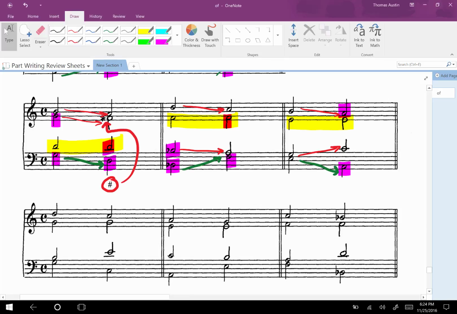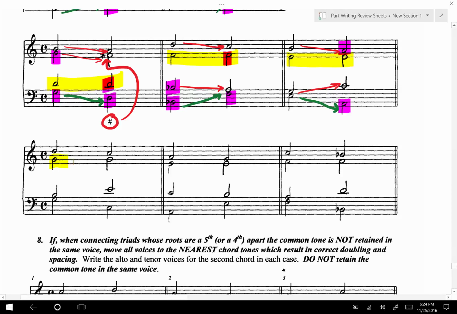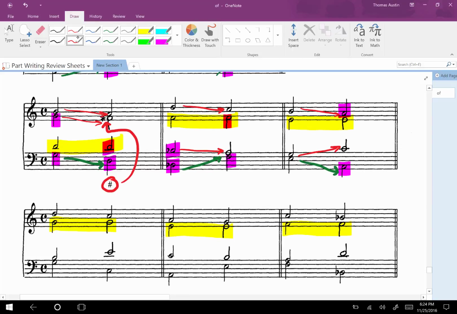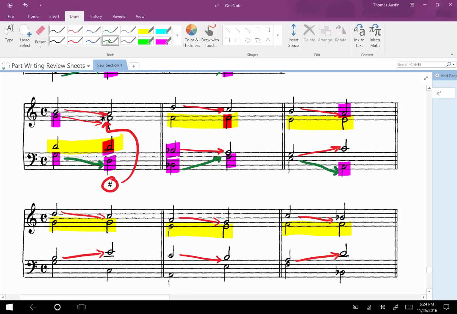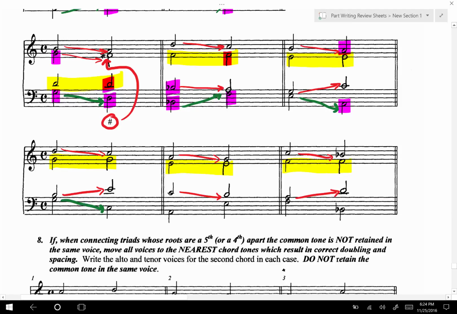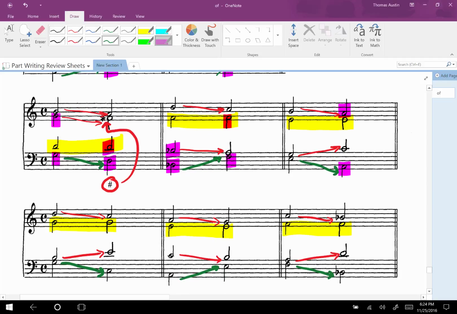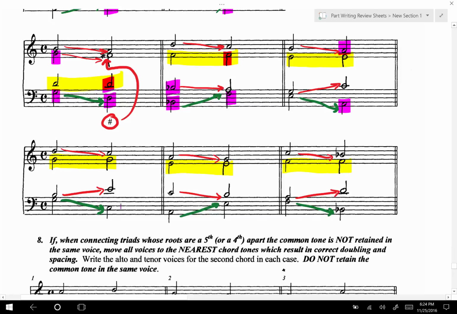And yet more practice. Keep the common tones in the same voice when the bass is a fourth or a fifth apart. Move the other chord tones to the nearest chord tone. It's always important to look and see how your bass moves so you know what to do to avoid part writing errors. Go back and make sure that you double the root in these triads.